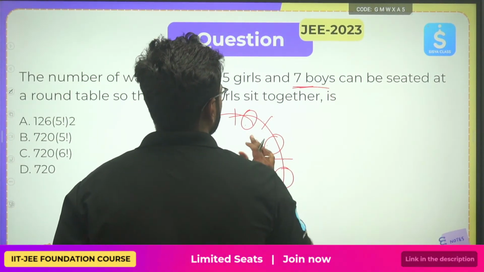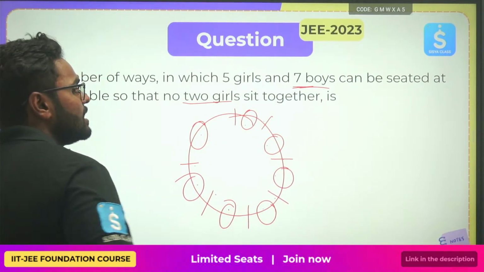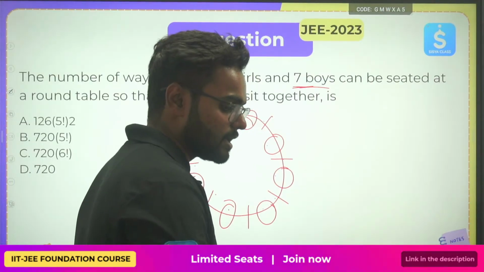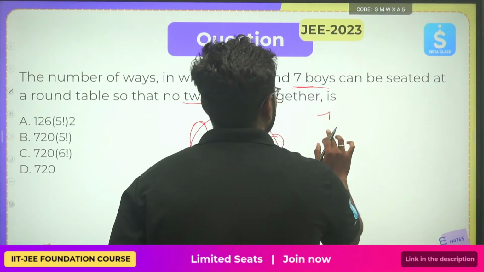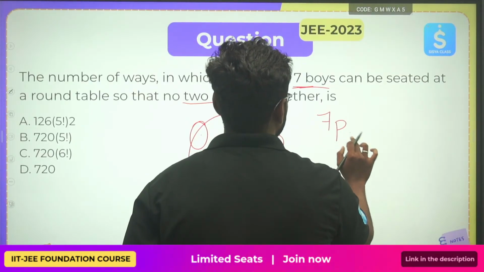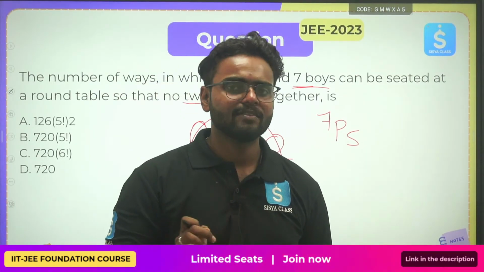7 boys can be arranged. The thing is, no 2 girls are together. That means there's a boy in between girls. That is the condition we have. We can arrange the girls in 7P5 ways. 7 places, girls can be arranged in 7P5 ways.